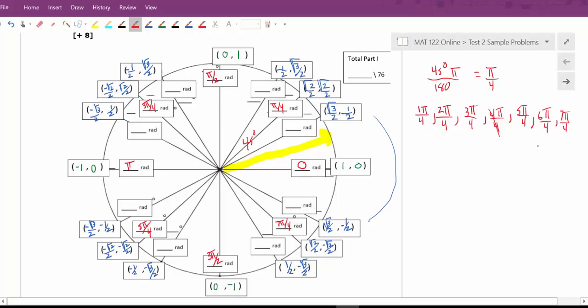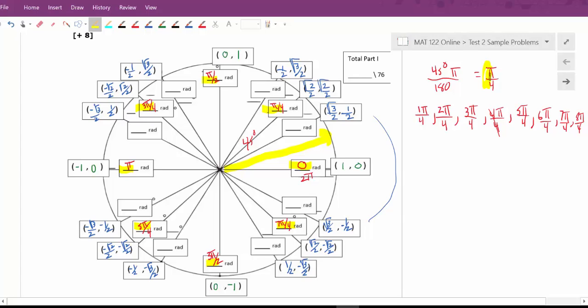Okay, and you could go one more time and you would get, of course, 8 pi over 4. And then 8 pi over 4 is just 2 pi. Okay, so we got that. So what I've done is I've gone around the circle and I counted off by 45 degrees. That's why I'm going to kind of do this in a different color like that. So we count by pi over 4. That's all you got to do.